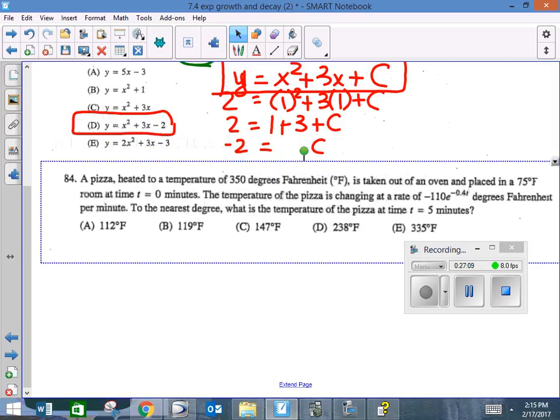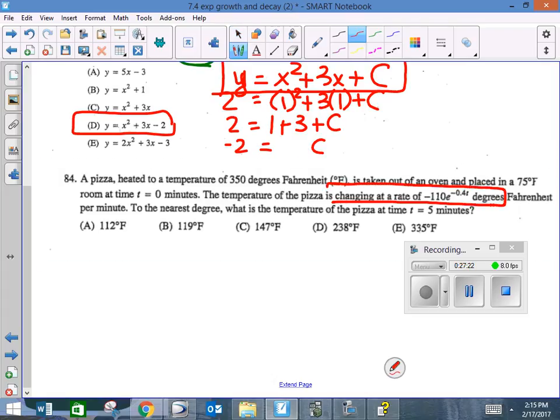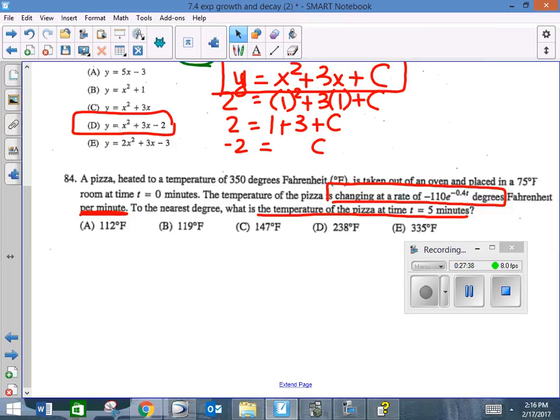Okay, a pizza heated to a temperature of 350 degrees Fahrenheit is taken out of the oven and placed in a 75-degree room at 0 minutes. The temperature of the pizza is changing at a rate of 110 e to the negative 0.4t degrees Fahrenheit per minute. That's a rate, so what do you call it if it's a rate? Derivative. Good. To the nearest degree, what is the temperature of the pizza at time t equals 5?